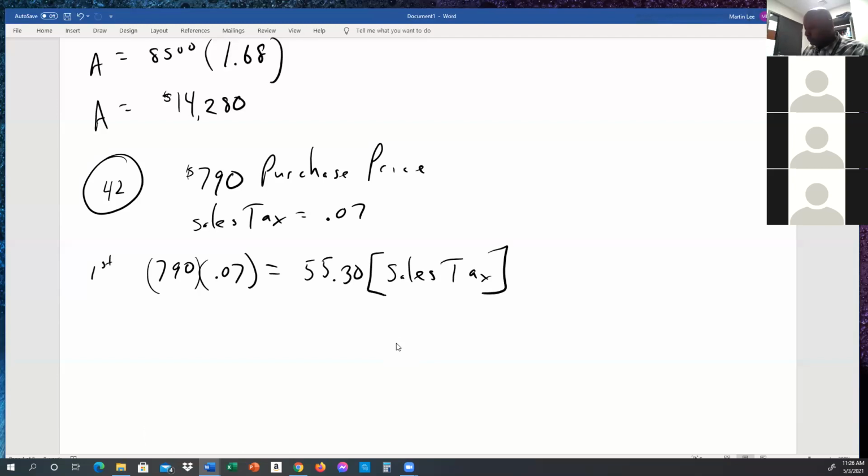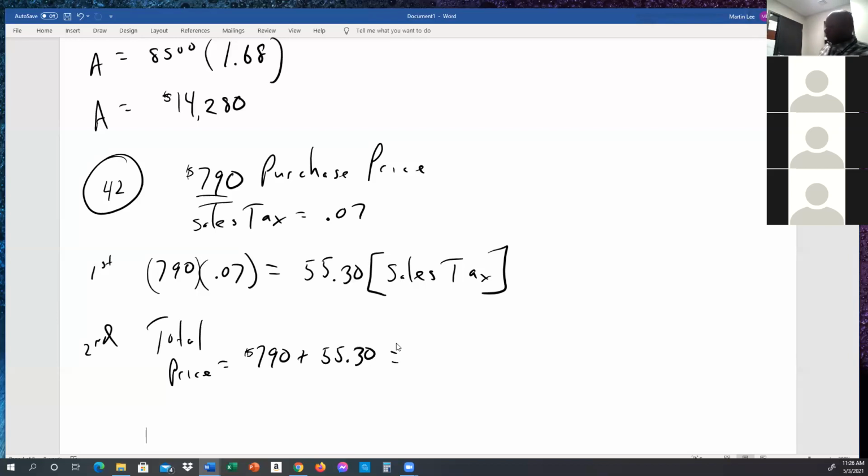Now, second, the total price is the original $790 plus the sales tax, which is $55.30. $55.30 plus 790 equals $845.30.